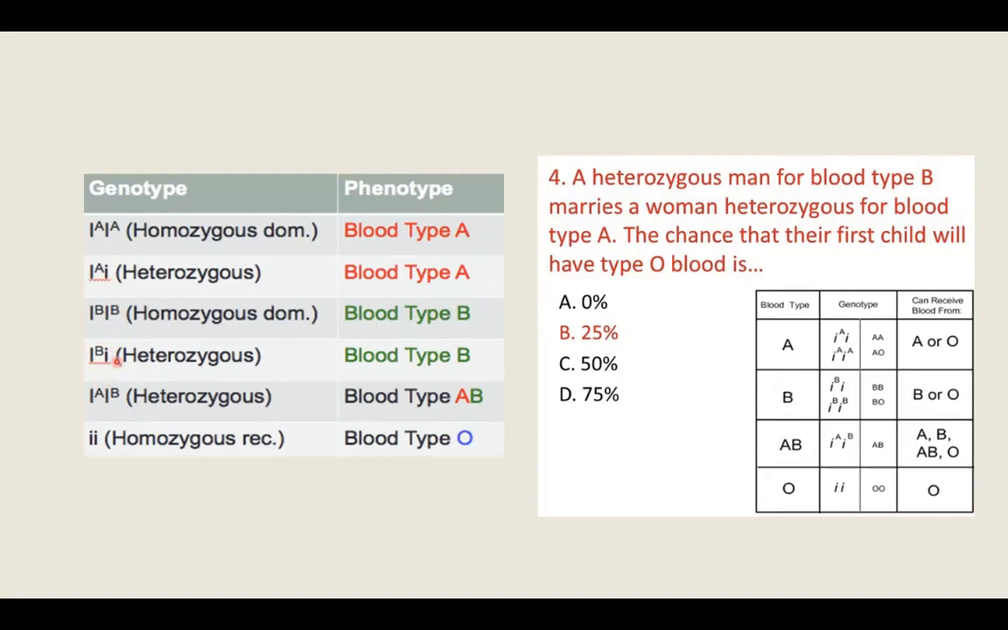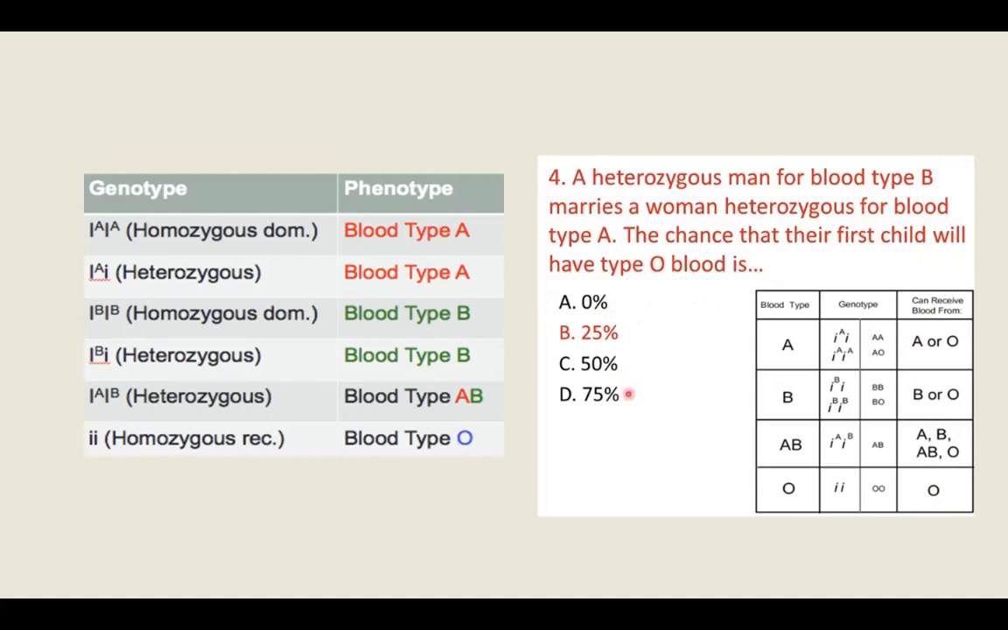When you do your crossing, the chance that the first child will have this genotype: blood type A, about 25%; blood type B, 25%; blood type AB, 25%; and blood type O is 25% as well. Try to do the crossing. Cross this with this, and you would get this genotype and this phenotype. This phenotype, you can receive blood from this. In this question, it says the chance that their first child will have type O blood is 25%.